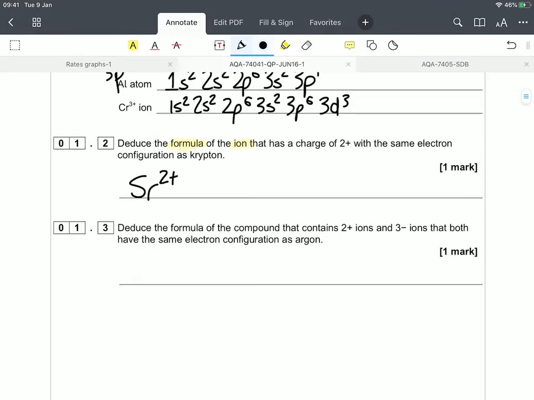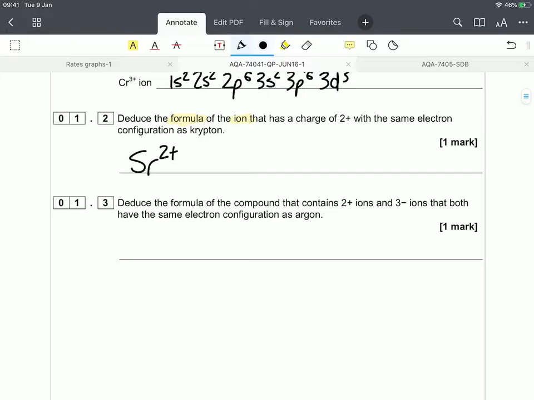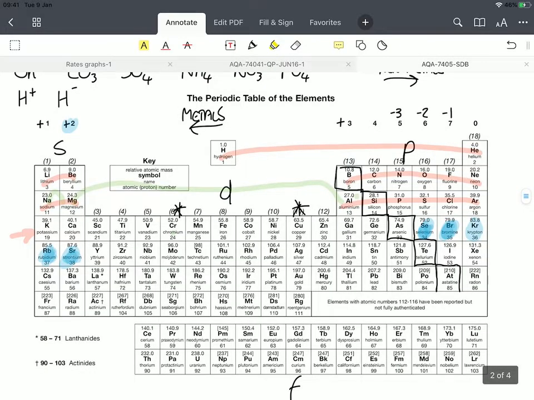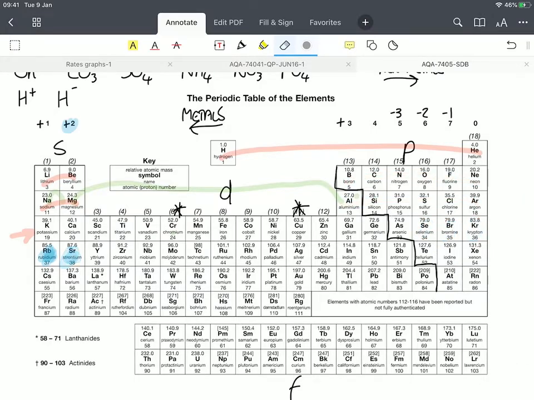Next question. Deduce the formula of the compound that contains 2+ and 3- ions that both have the same electron configuration as argon. This is a similar sort of question. So it's asking us to center our attention on a noble gas, right? I'm just going to see if I can get rid of some of this stuff. There we go, that'll do. All right. So this time the noble gas is not krypton, it's argon. Okay. It's the same sort of idea, right? We're going to be looking at elements that are nearby to argon.